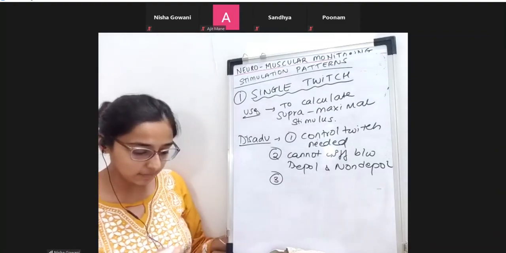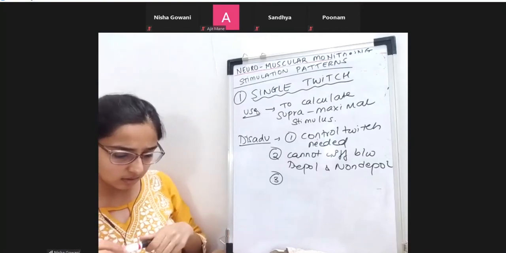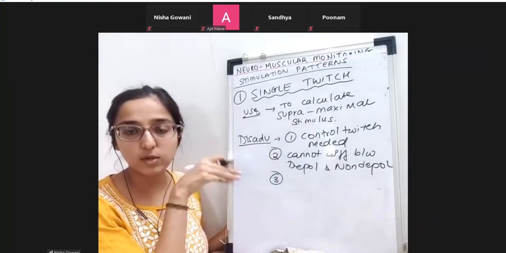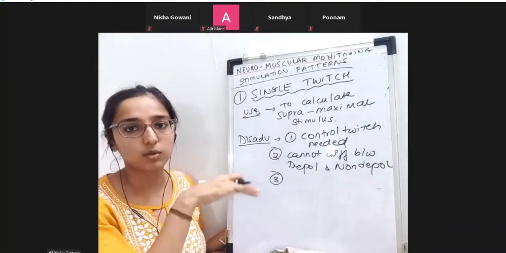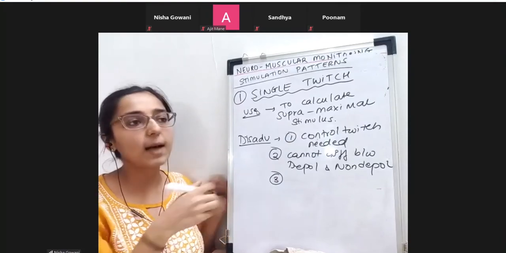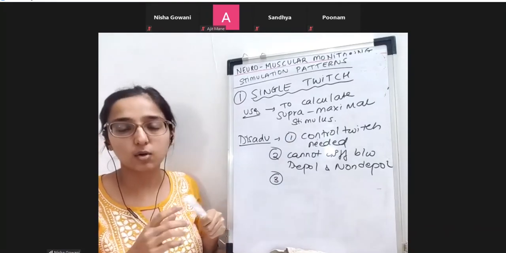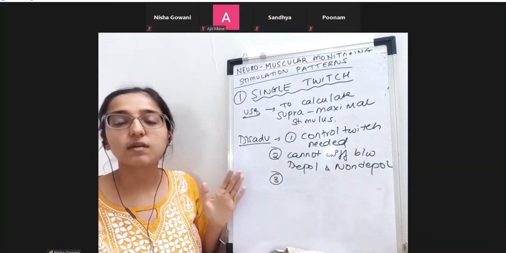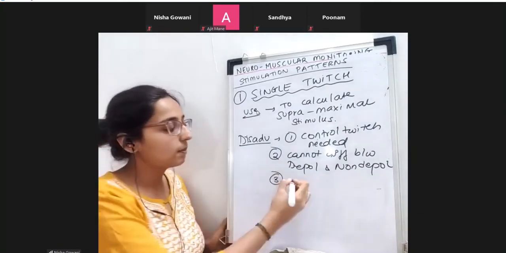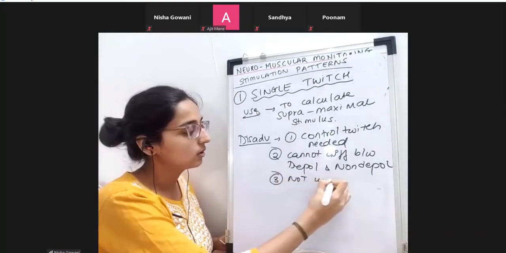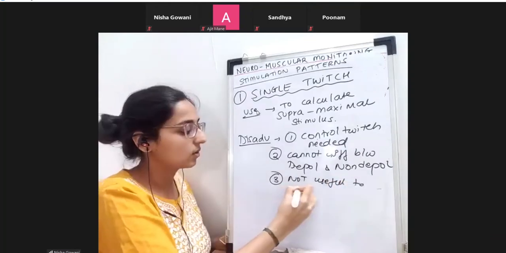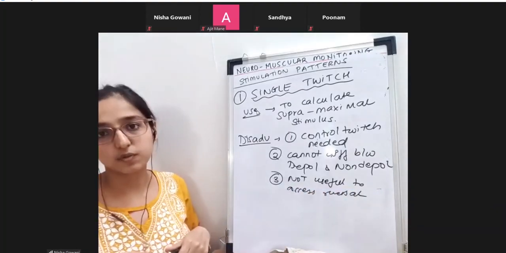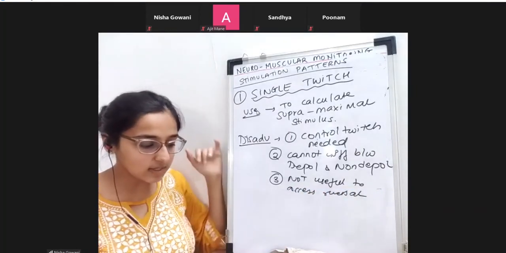Okay. Then, if the twitch height comes back to the control, now control means what? When you started off the case, you had some control, right? You were comparing with that. So what will happen at the end of the case? You will feel it has come back to the control height. The intensity has come back. But that will not tell you sure shot that the muscle recovery has occurred. So it is not useful to assess reversal. Adequate reversal has occurred or not, it is not useful to assess that. Okay. So is this understood?